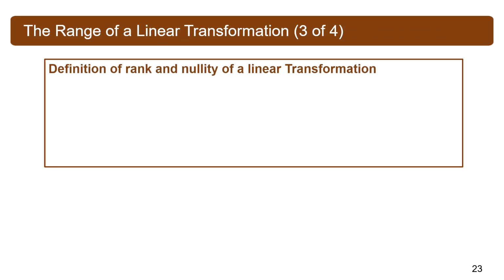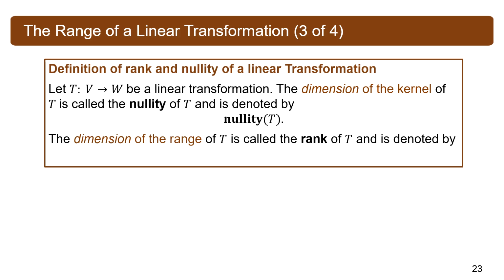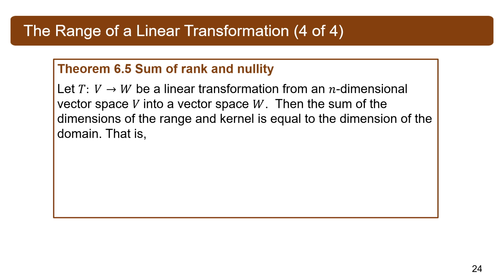All right, so let's have the definition of rank and nullity of a linear transformation. Let T be a linear transformation from V to W. Then the dimension of the kernel of T is called the nullity of the transformation, and it's denoted by nullity of T. And the dimension of the range of T is called the rank of T, and is denoted by rank of T. There's actually a formula for that.